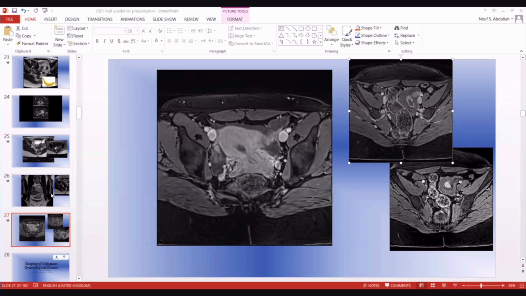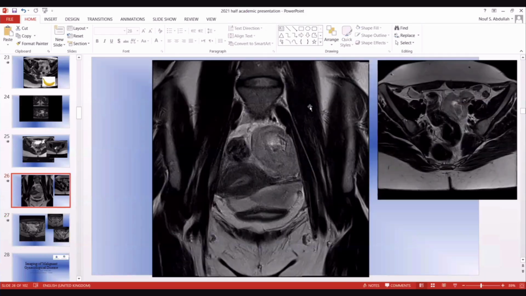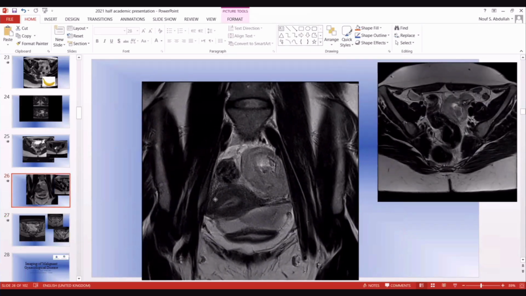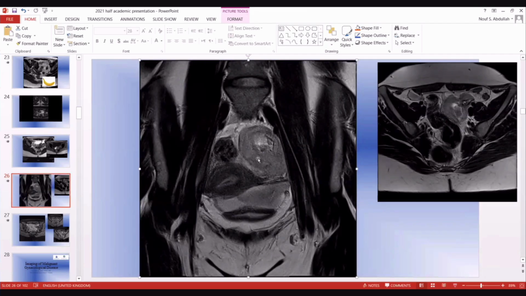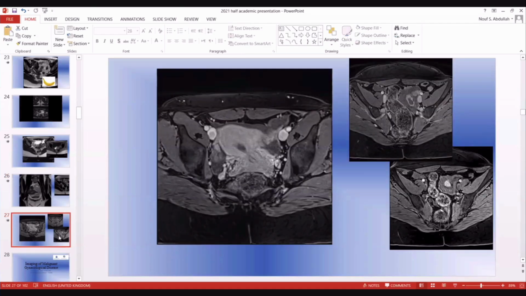this was representing a unicornuate uterus, and you have a rudimentary horn with an ectopic pregnancy within the rudimentary horn. We followed this patient. She received the treatment for ectopic pregnancy, methotrexate. She came back with a dropping beta hCG and completely resolved, and the patient went home.